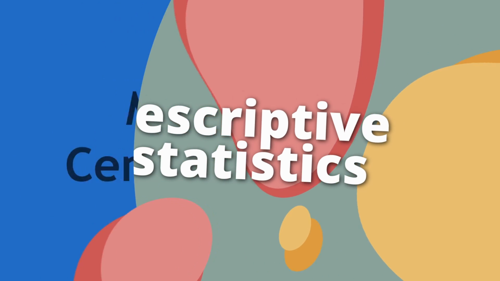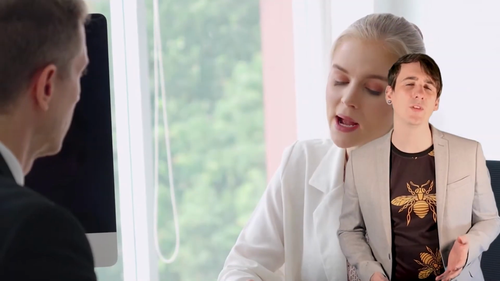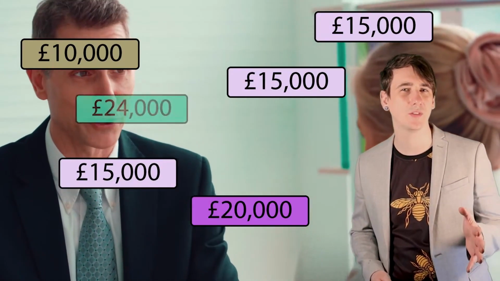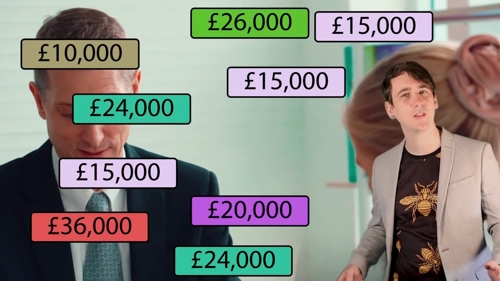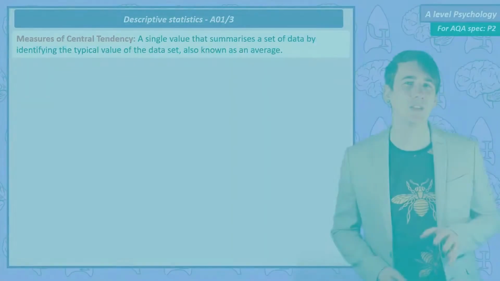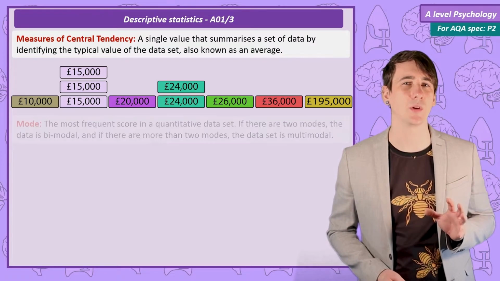Descriptive statistics. To understand the difference with measures of central tendency, let's imagine you're going for a job interview at a small company, and they ask if you have any questions. And reasonably you ask what the average wage for the people who work at that company is. The CEO is interviewing you, and he has a list of all the salaries of the company employees. Let's say it's this set of data. 10,000, 15,000, 15,000, 15,000, 20,000, 24,000, 24,000, 26,000, 36,000, and 195,000.